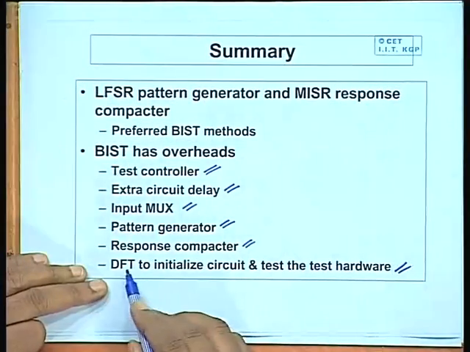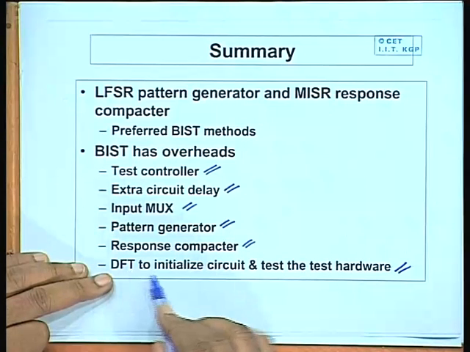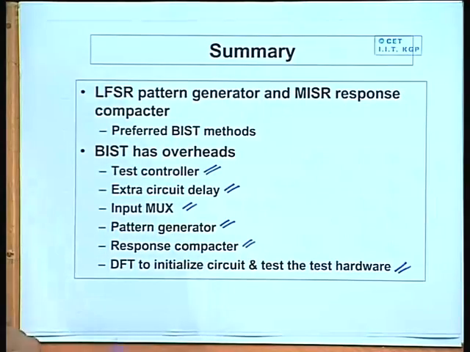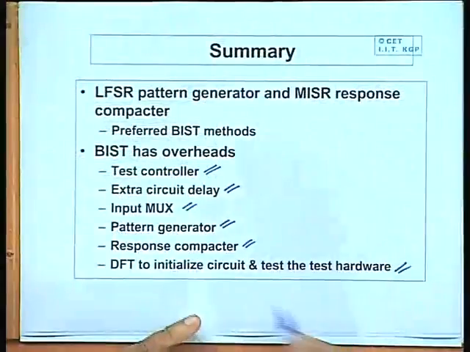And in addition you need some DFT schemes for the purpose of initializing the circuit, because BIST is fine, but you will also have to initialize the circuit to a known state, particularly if it is a sequential circuit. If it is a sequential circuit and if you cannot reset the flip flops to a known state, your signature can also vary. Okay? So, you will also have to have some kind of scan path, so that you can set the circuit into some known state, and from there you can apply the stimulus and you can find out the signatures out there.